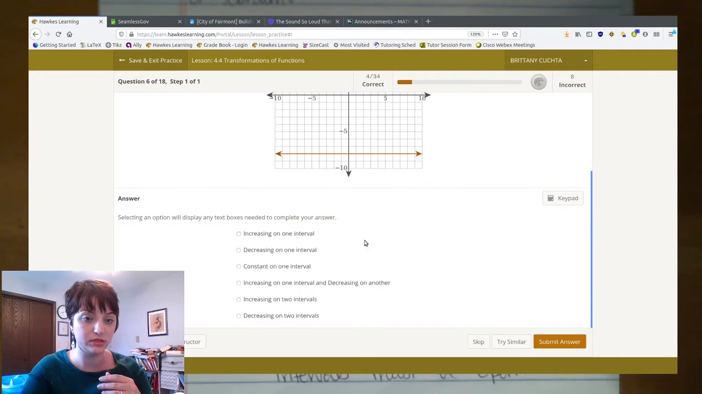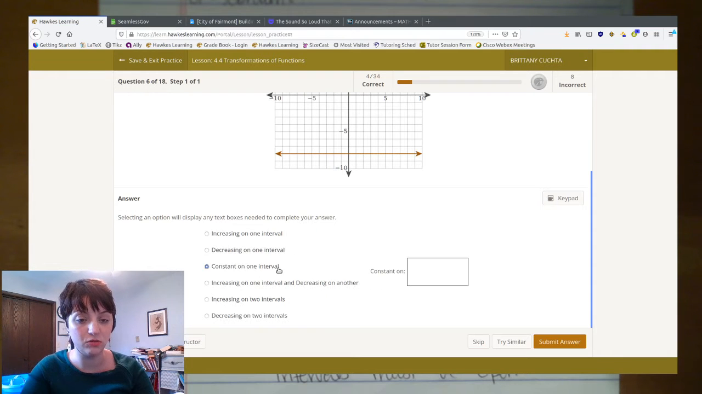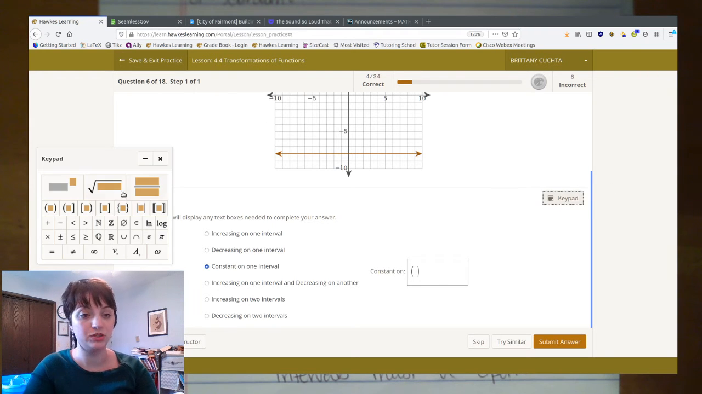-8. Y equals -8. So here we have a bunch of options: increasing, decreasing, constant. This is constant on one interval. It's constant on the whole real line, because it goes infinitely in both directions. So we will list negative to positive infinity. All right.